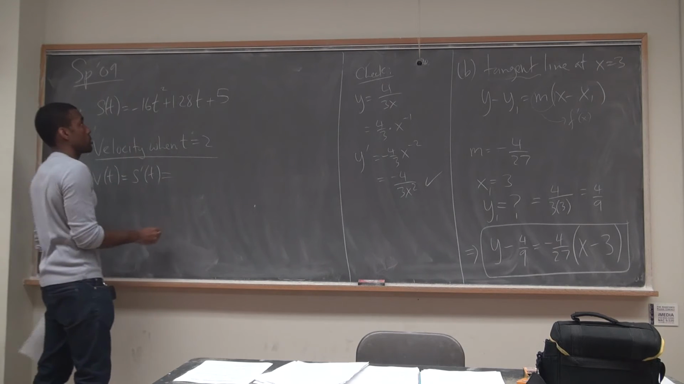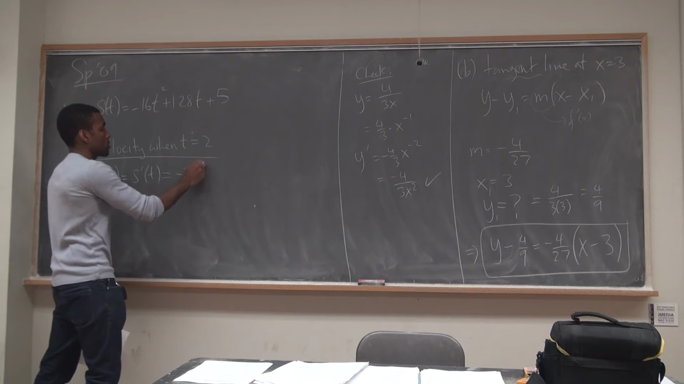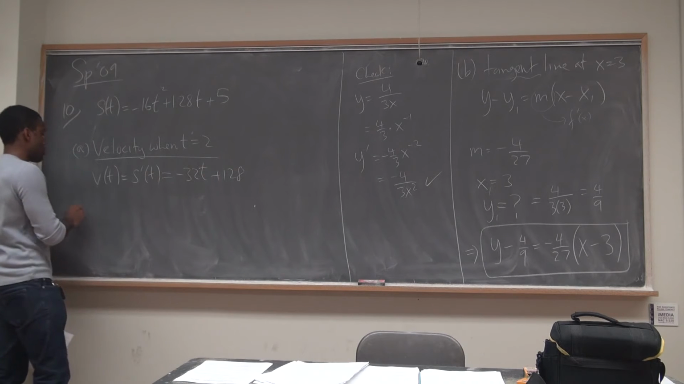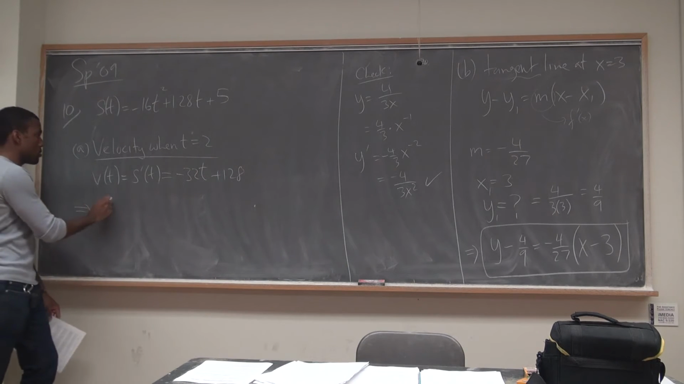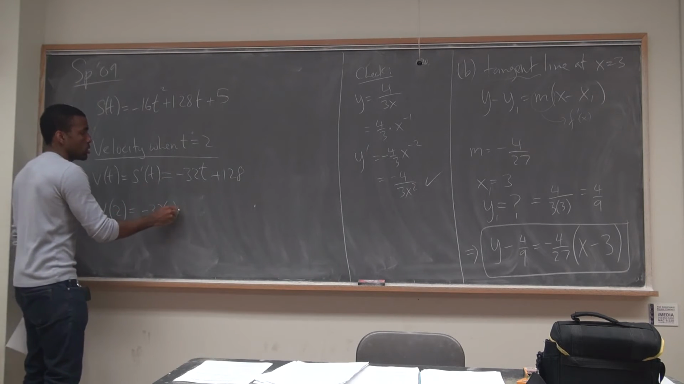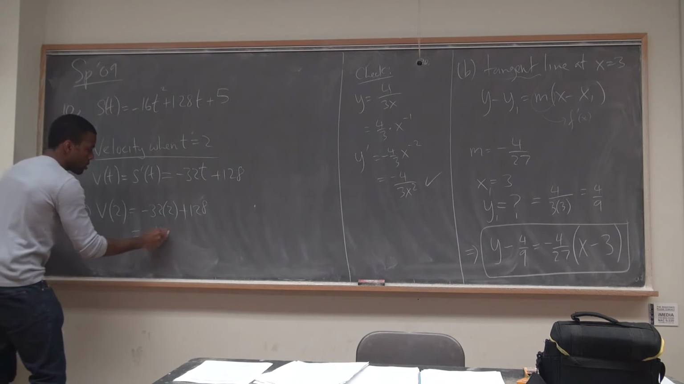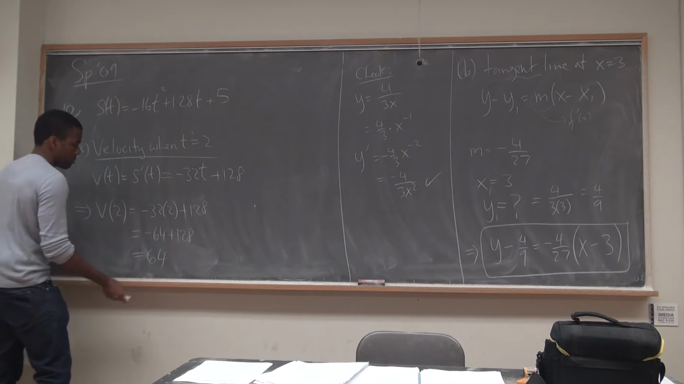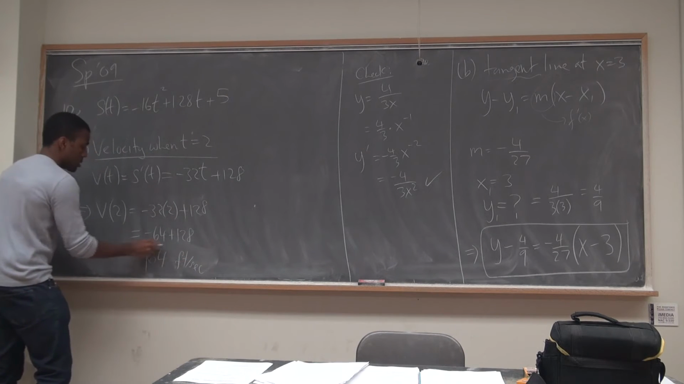So that's going to be negative 32t plus 128. So now they want v of 2. So it's going to be negative 32 times 2 plus 128. That's minus 64 plus 128, which gives us what? 64, right? It's going to be 64 feet per second. 64 is your answer.